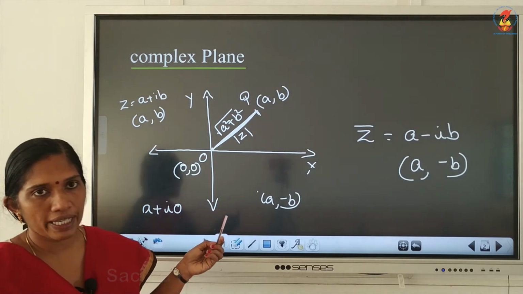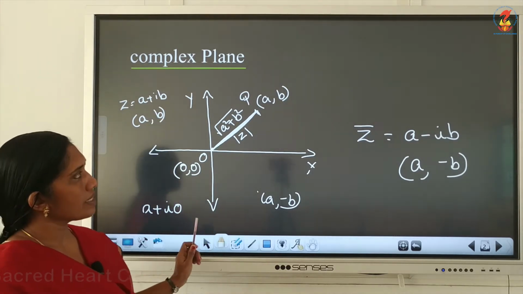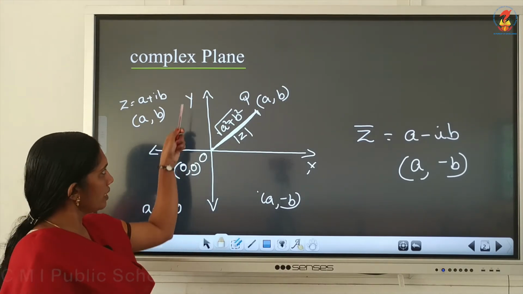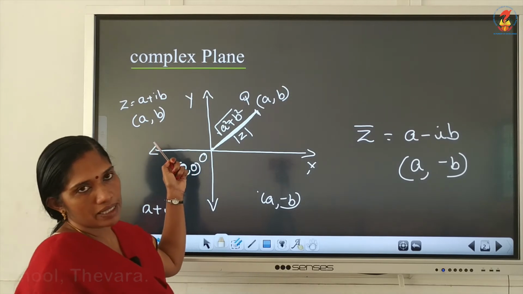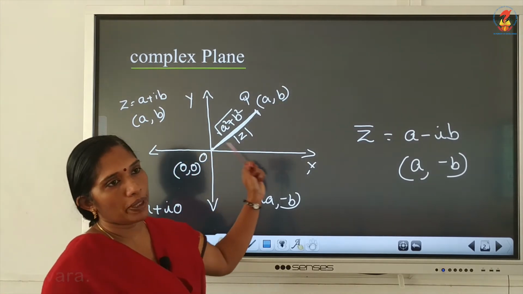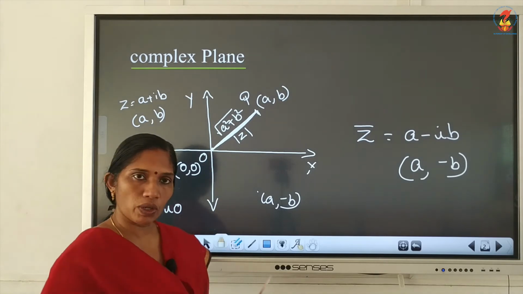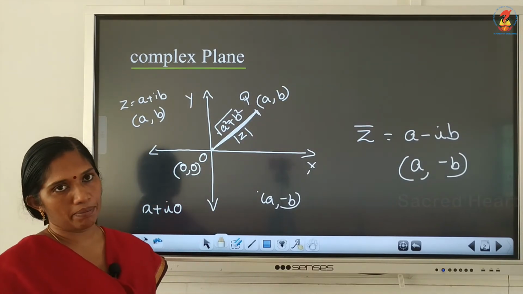All the points on the x-axis are of the form a plus i0, and all the points on the y-axis are of the form 0 plus ib. So, it is the imaginary axis. Then if P represents the complex number a plus ib, OP is the distance between O and P, that is equal to root of a square plus b square. So, that is the same as the modulus of the complex number.